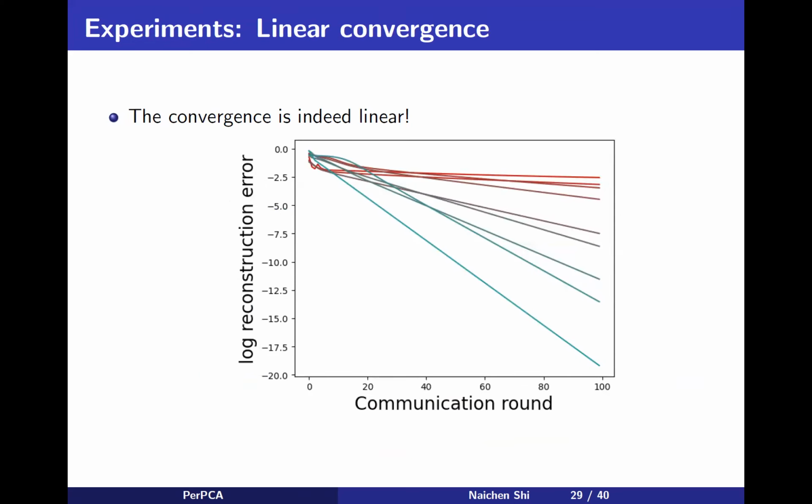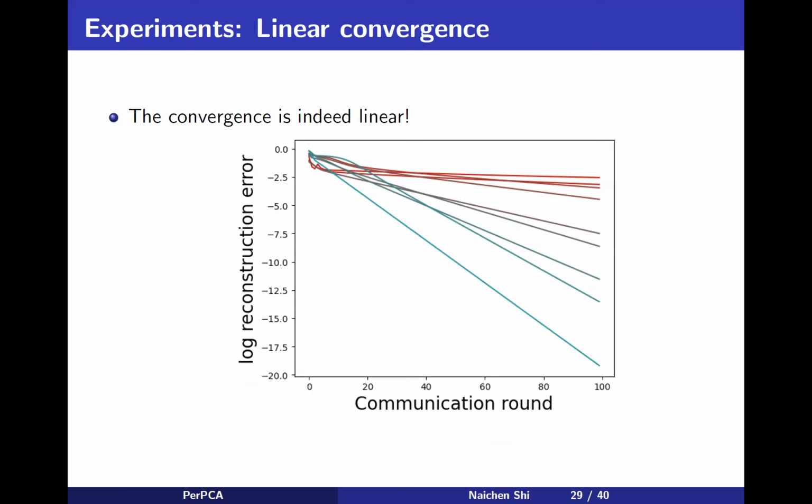We also use an example to run our algorithm and plot the logarithm of reconstruction error versus the number of communication rounds. We can see that for multiple instances shown here, they all exhibit linear convergence at the end, which is consistent with our theoretical prediction of linear convergence.